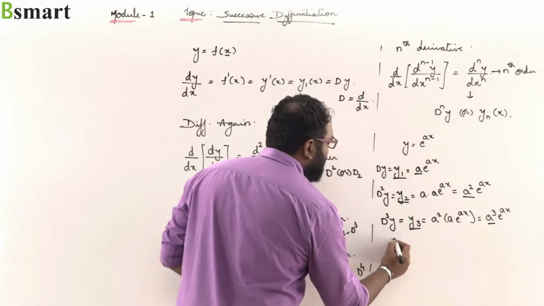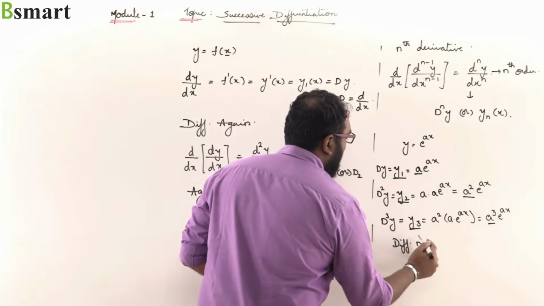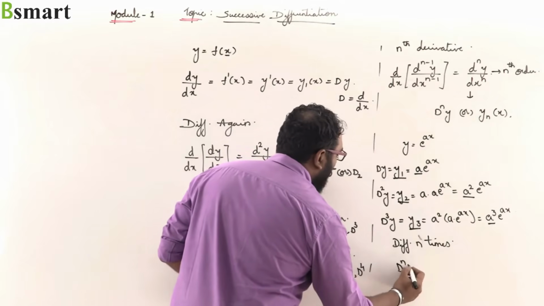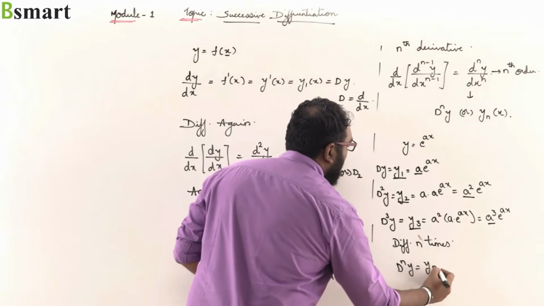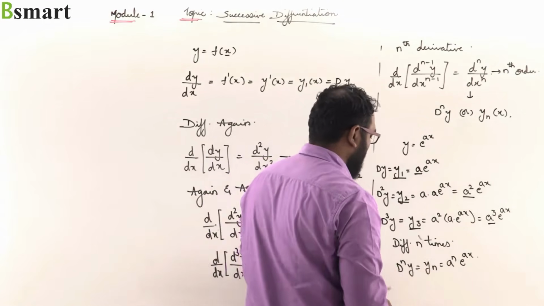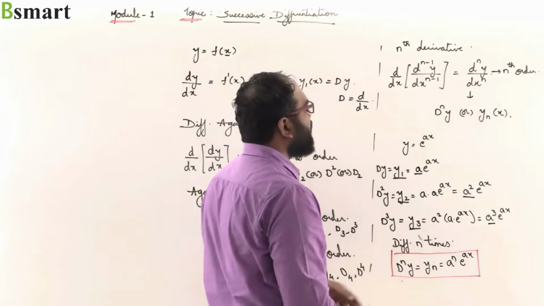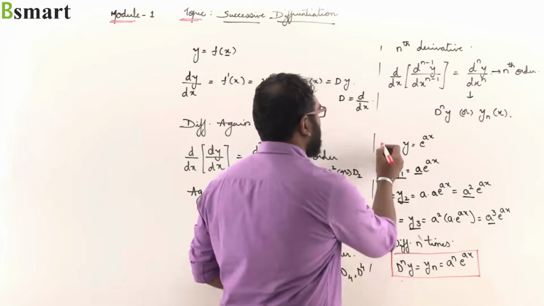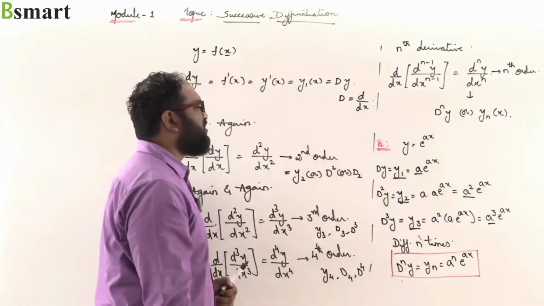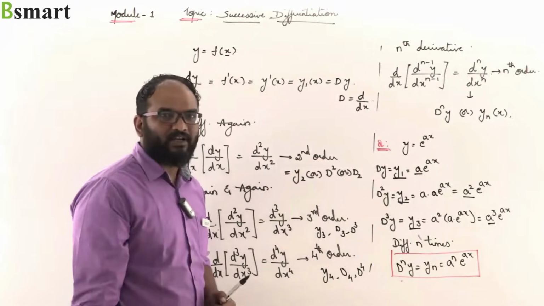So if we differentiate n times, then the value of d to the power n y, that is yn, will be equal to a to the power n into e to the power ax. This is the nth order derivative of e to the power ax. Now, in the same way, we are going to evaluate some more derivatives of the standard functions.